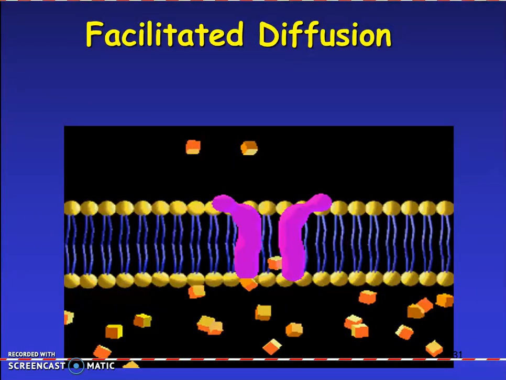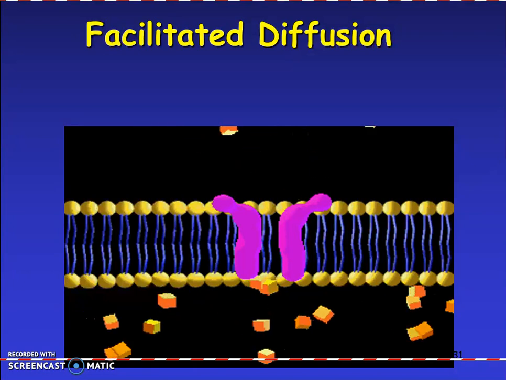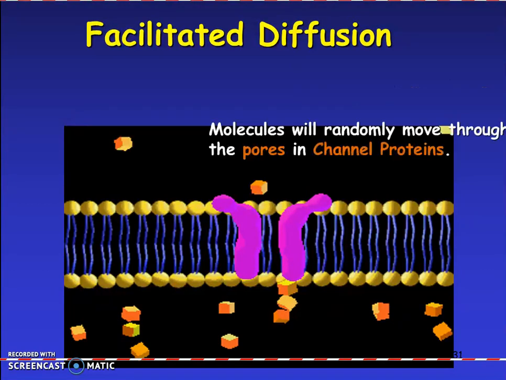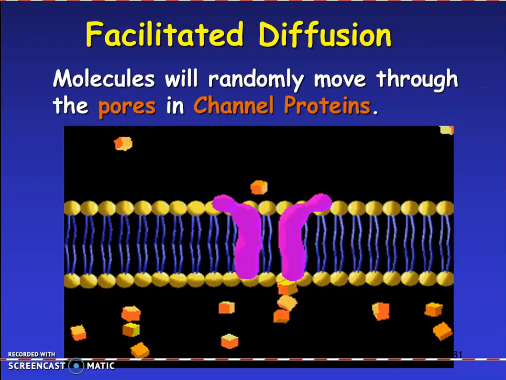You can see the example of facilitated diffusion here. These are the channel proteins which are helping the various molecules to move through. Molecules will randomly move through the pores in the channel.